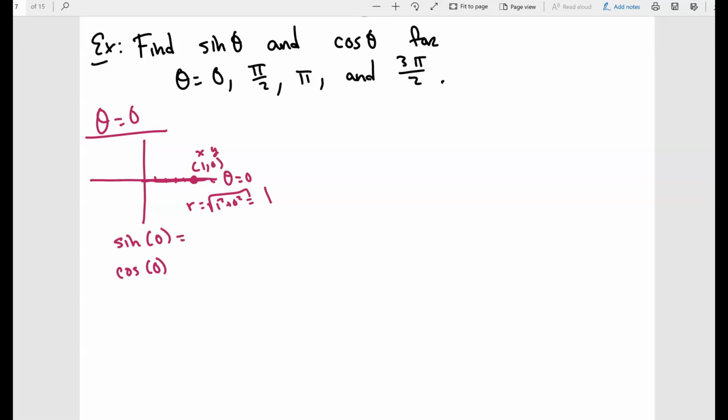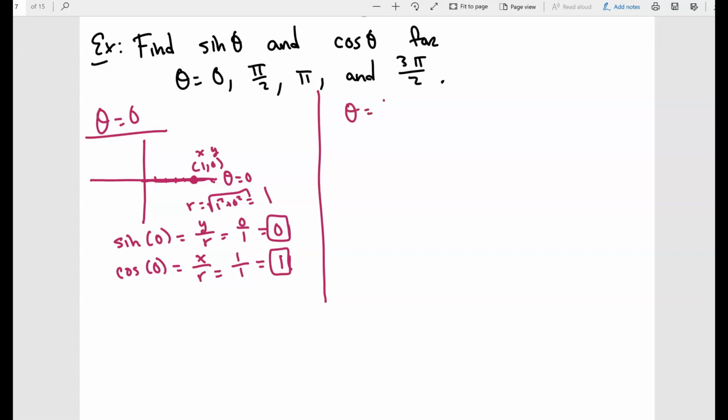Okay, so the sine of 0 is going to be y over r. Y in this case is equal to 0 over 1, which is going to give me 0. Okay, so the sine of 0 is going to give me 0. The cosine of 0 is going to be the x over the r. That's going to give me 1 over 1, which is going to give me 1. Okay, so that's what the cosine of 0 is going to be. Okay, that is for theta equals 0.